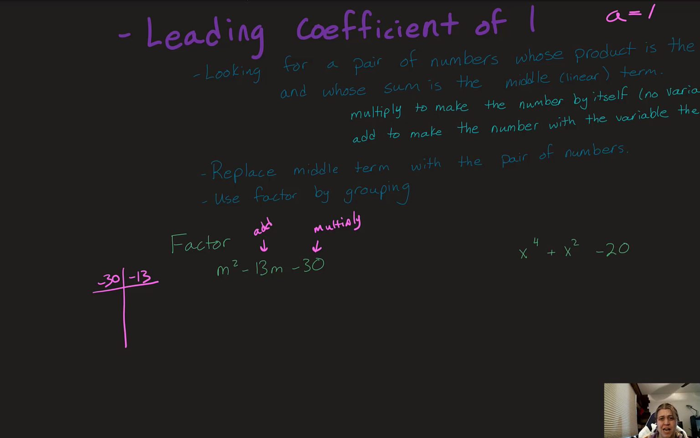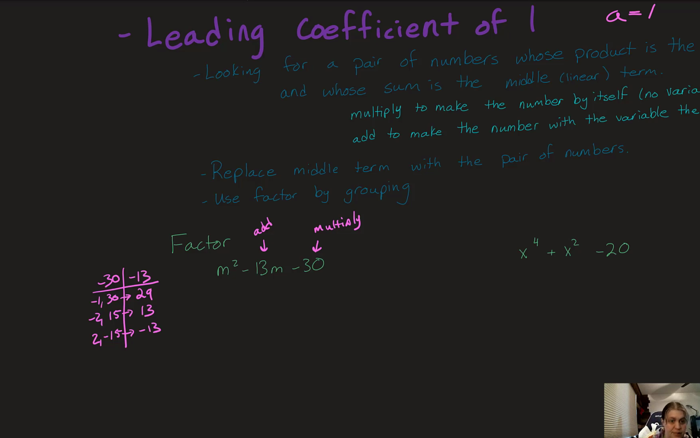So let's focus on the multiplication, because that's usually a smaller set of numbers. So we've got negative 1 and positive 30, though, let's see, what would that add up to? That would add up to 29. No, that's not what I want. Negative 2 and 15. That would add up to positive 13, but I'm looking for negative 13. So what happens if I swap the positive and negative? That would give me a negative 13.